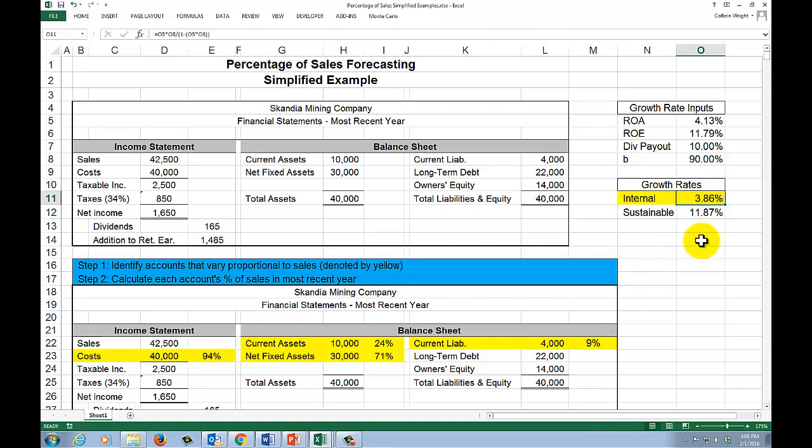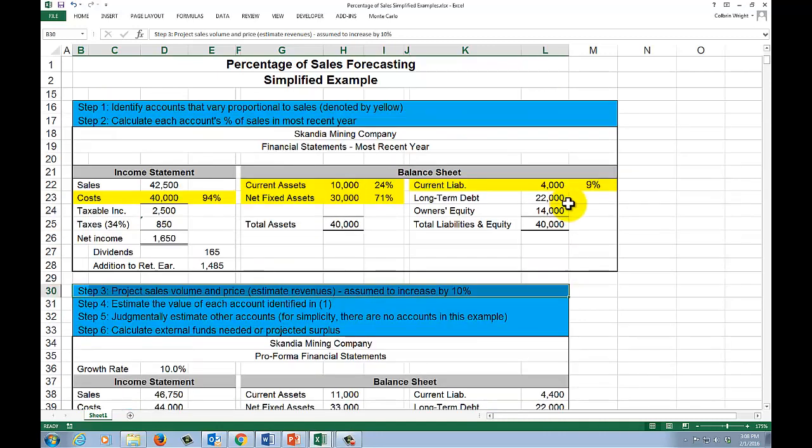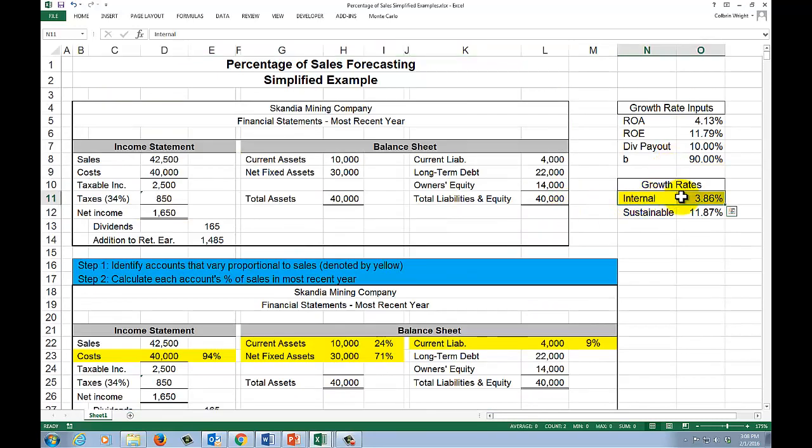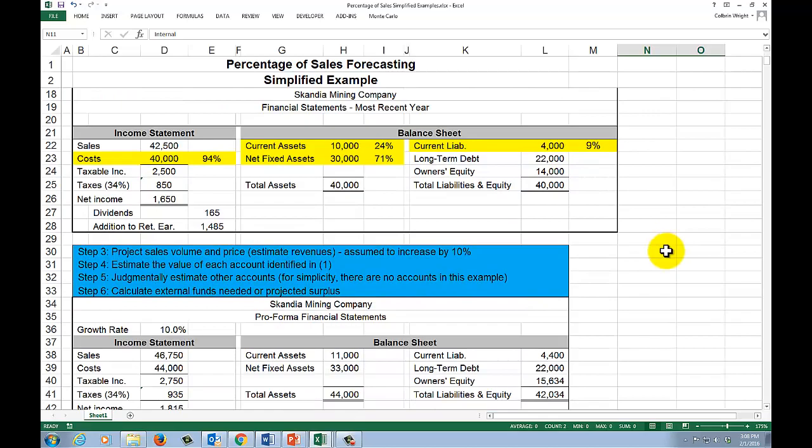That number right there is informative. It tells you that we're not going to be able to handle this growth with internal funding. If we predict that sales, which we said down here, are going to grow at 10%, that's beyond our internal growth rate, which we calculated at 3.86%. Just looking at the internal growth rate and our predicted growth in sales, that tells us we're going to have external funds needed. We're going to have to raise some external sources of funds.